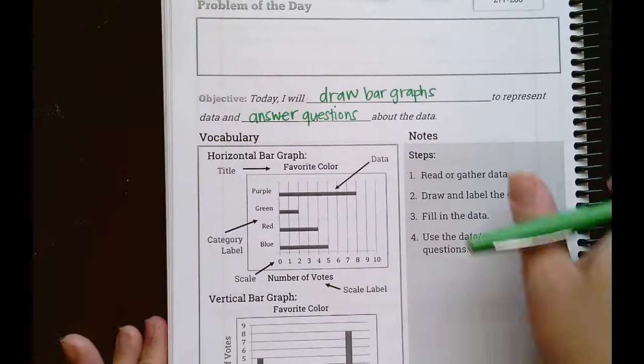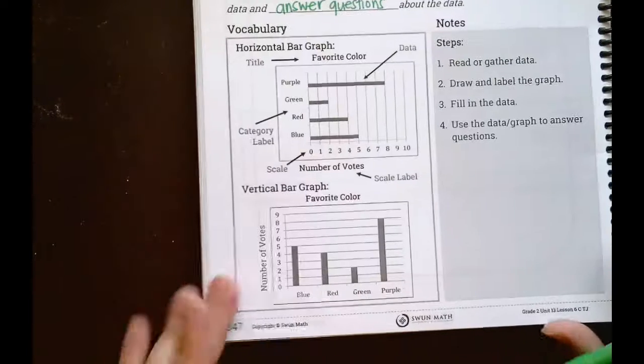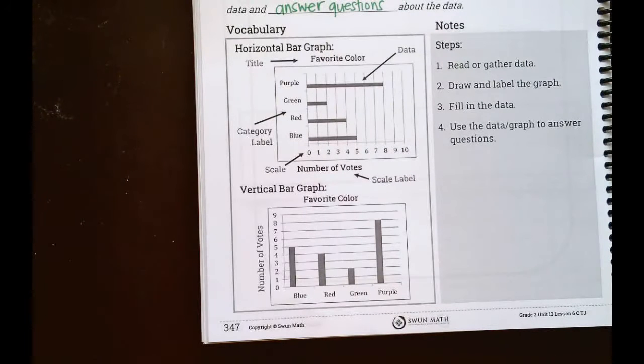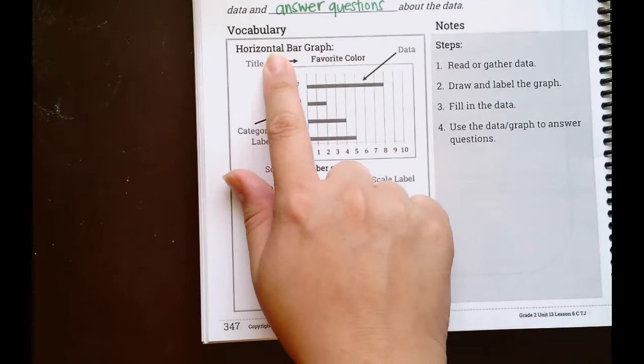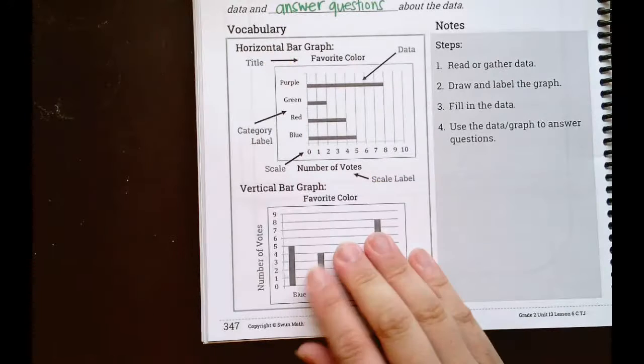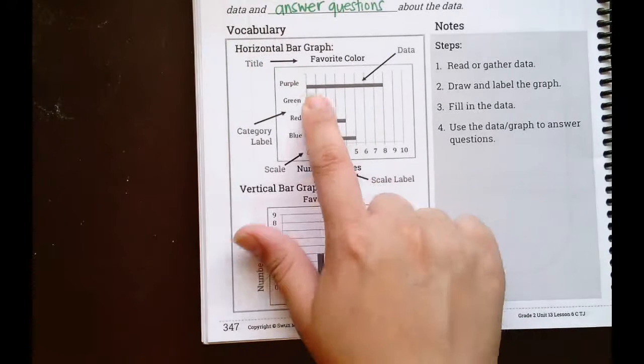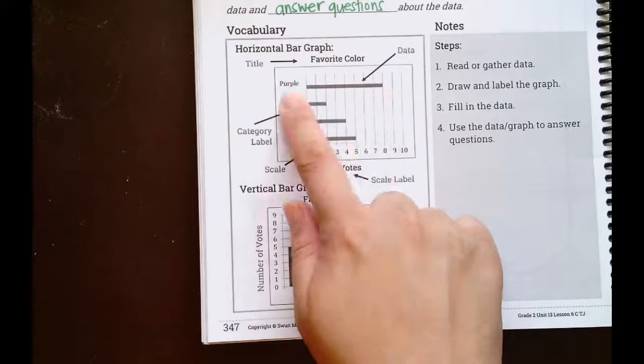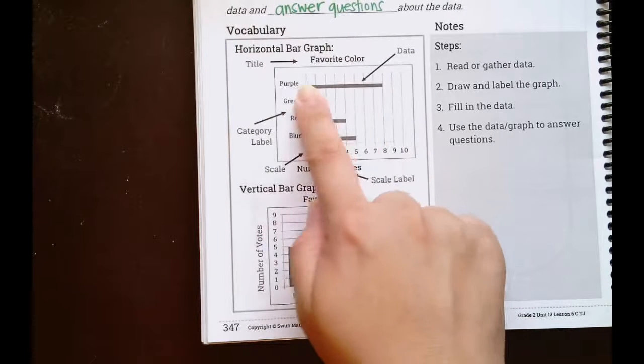All right, so let's get back to our vocabulary. So again, there are two types of bar graphs. There's a horizontal bar graph. So if you remember when we were working with multiplication and we talked about rows and columns, our rows go horizontally, right? Like the horizon line.